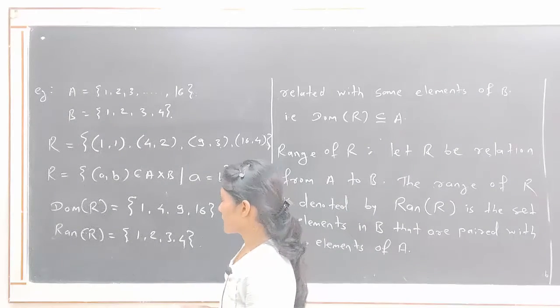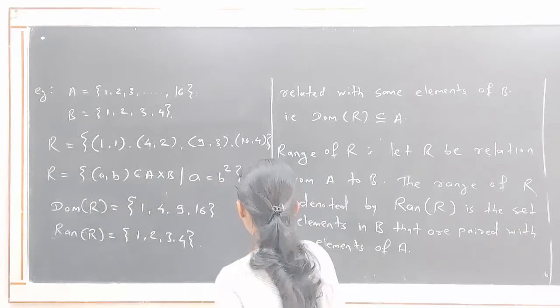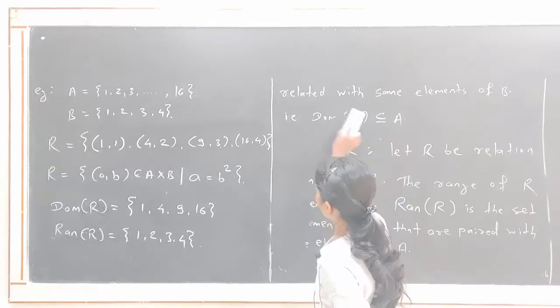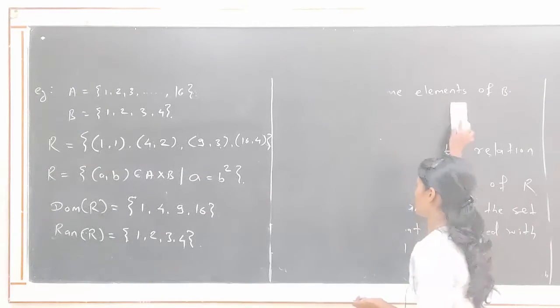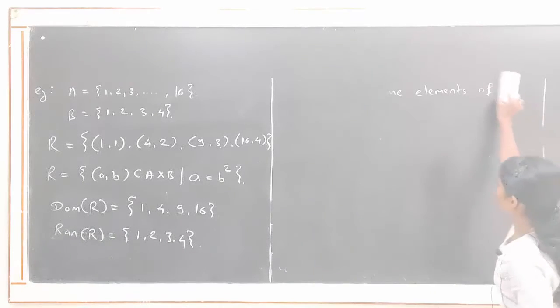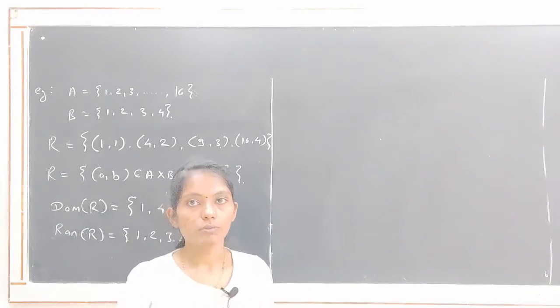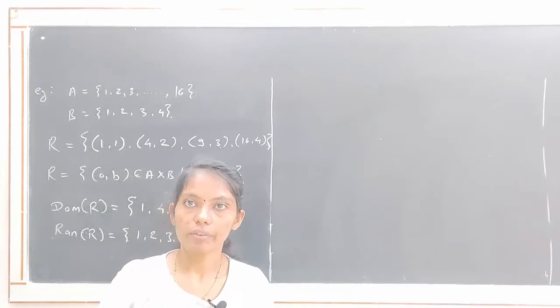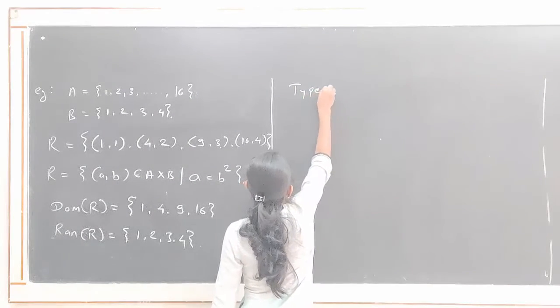Now next point, types of relation. So here reflexive relation, symmetric relation, antisymmetric relation, transitive relation, these are the types of relation. Okay, so first of all we see the reflexive relation. Types of relation.